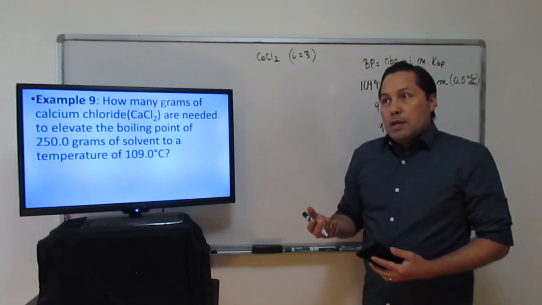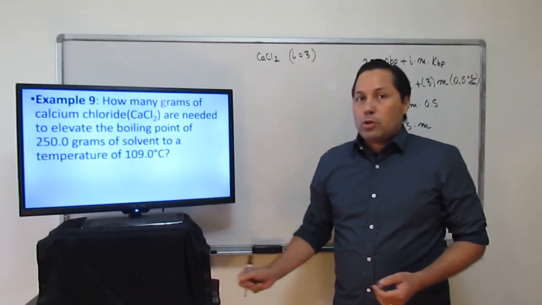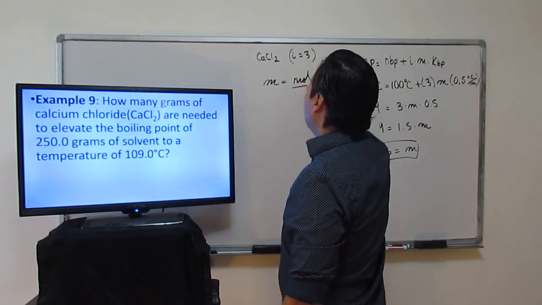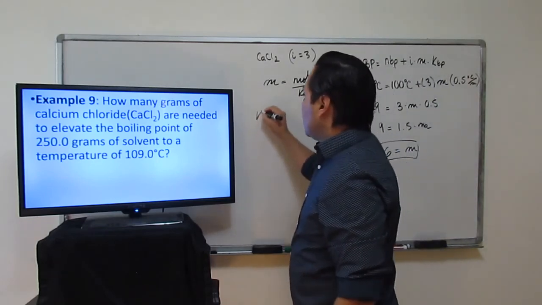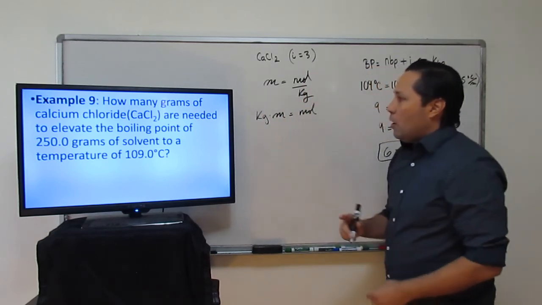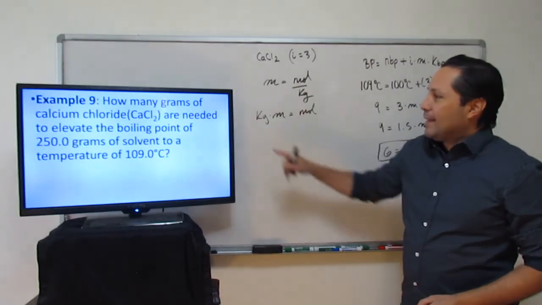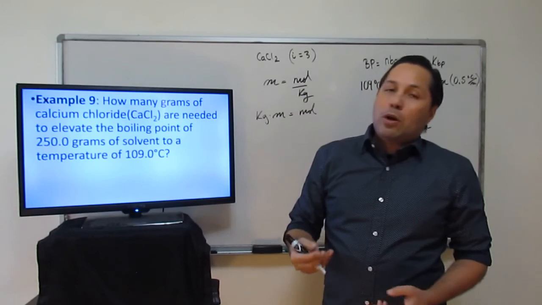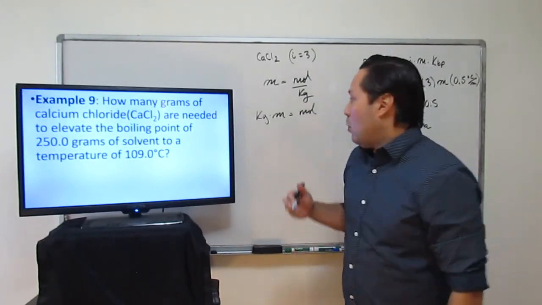So now that we have the molality, we can use it to solve for the moles. The formula for molality is moles over kilograms. So I'm going to slide over the kilograms here. So kilograms times molality will give me my moles. Now I have the molality here, and the kilograms. Let's take a moment to talk about those. We have 250 grams of solvent, so to change those from grams to kilograms, we divide by 1,000.